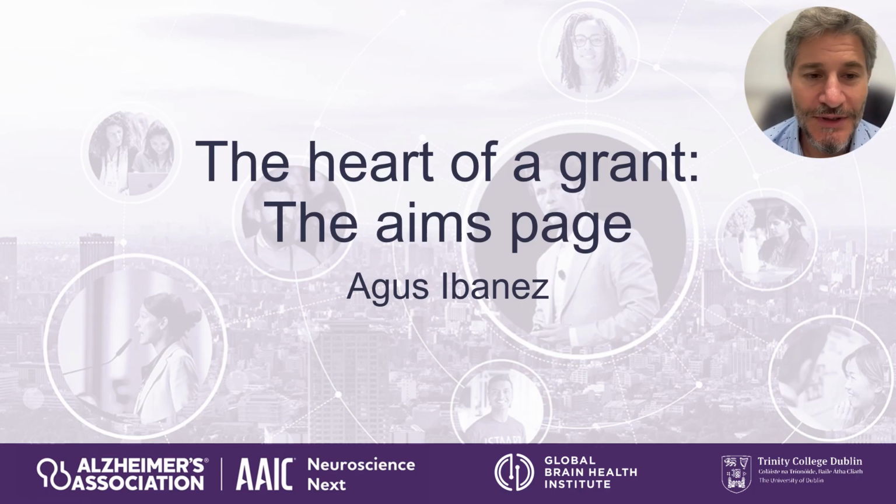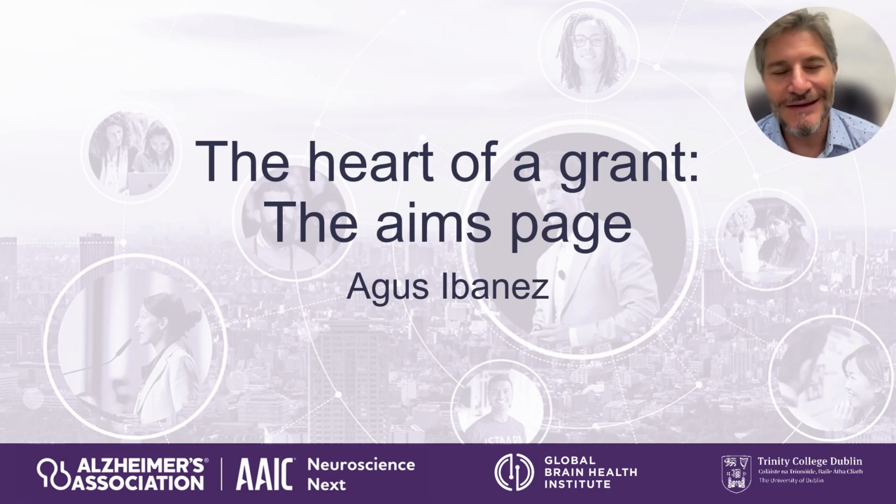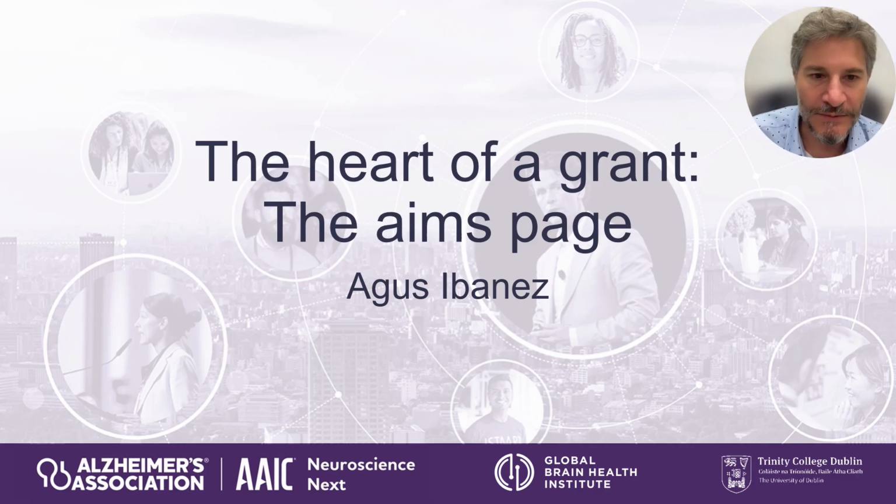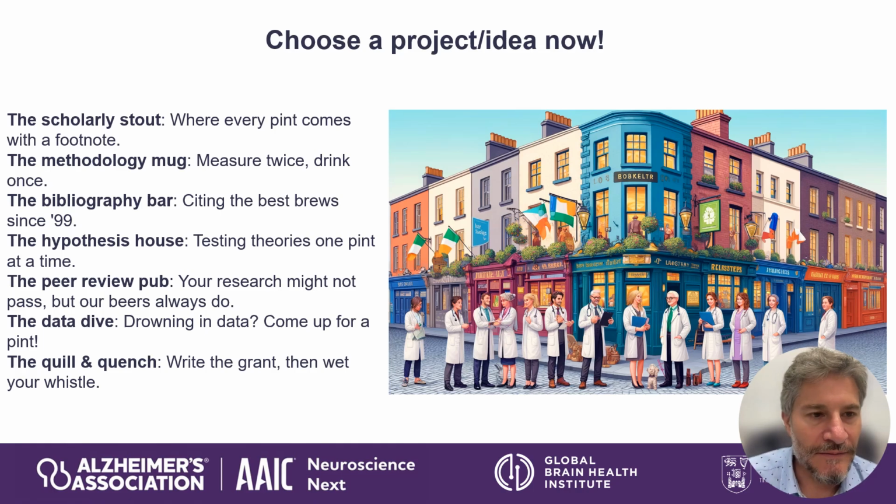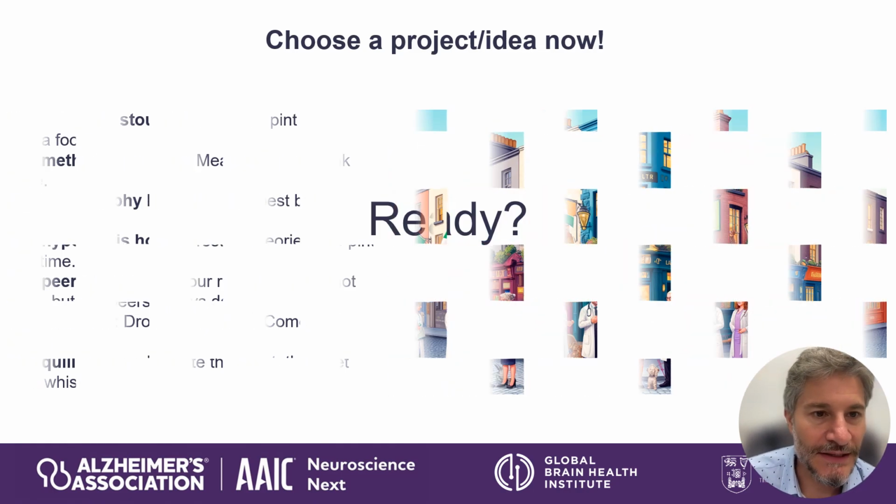Today we are going to talk about something that is critically relevant for writing grants. That is the core, the heart of the grant, that is the aim page. So first of all, be sure to choose one idea.